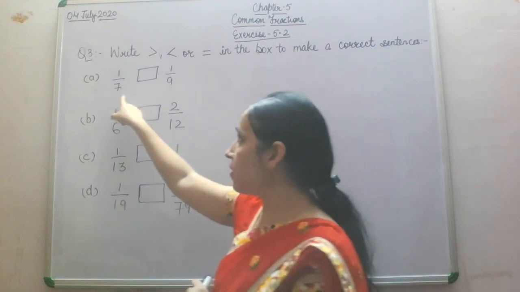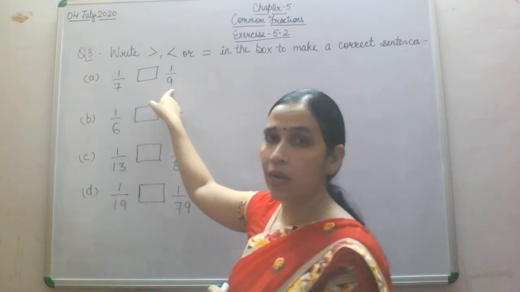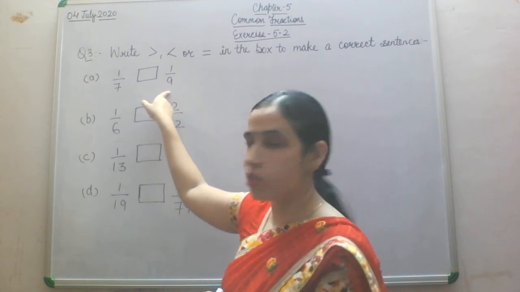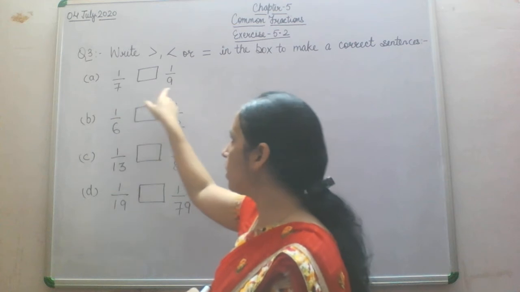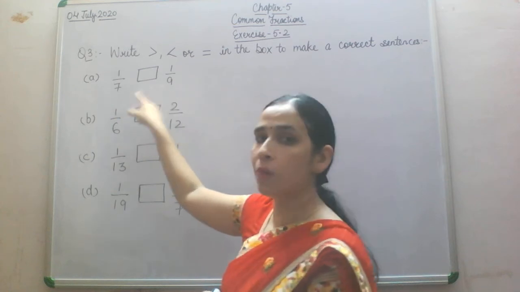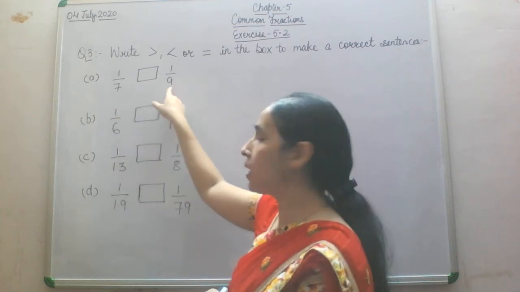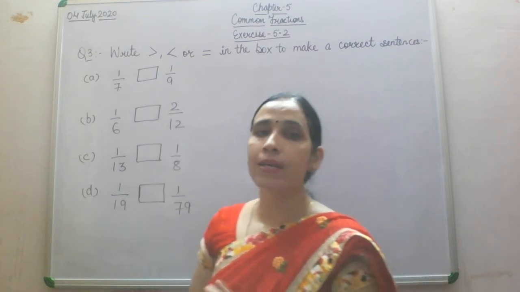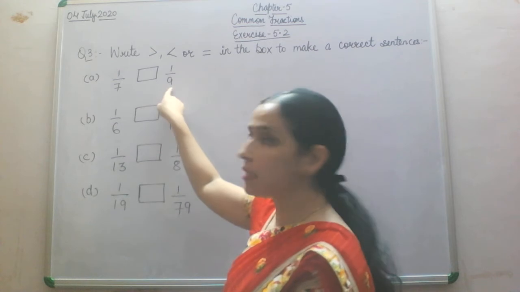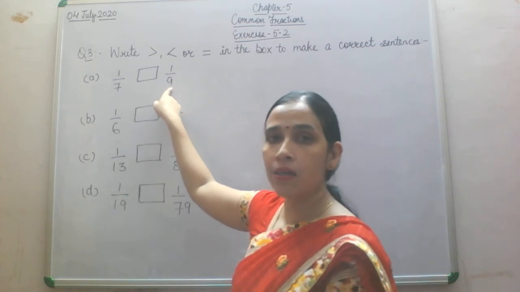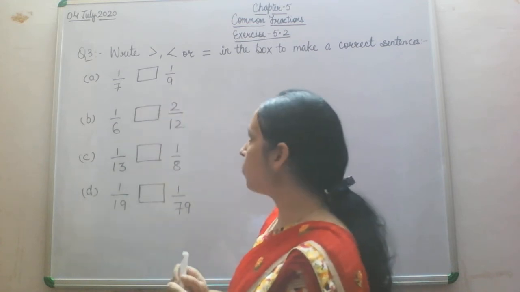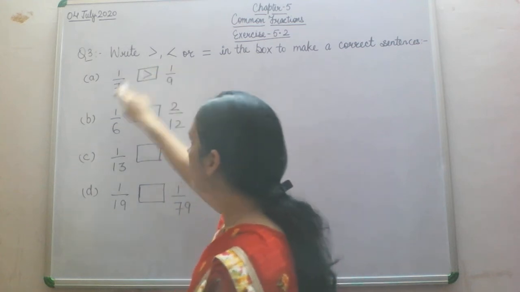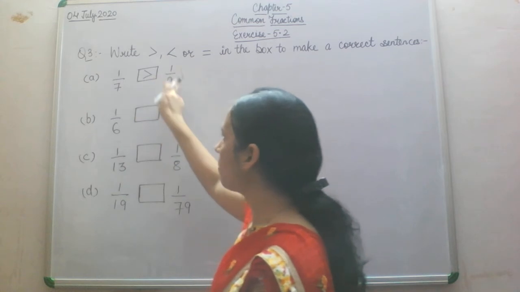Now 1 by 7 and 1 by 9. Greater the denominator, lesser the fraction. So in these two unit fractions, which fraction is smaller, 1 by 7 or 1 by 9? Yes, 1 by 9 is smaller because greater the denominator, lesser the fraction. So which sign will we put? Yes, the first one. 1 by 7 is greater than 1 by 9.